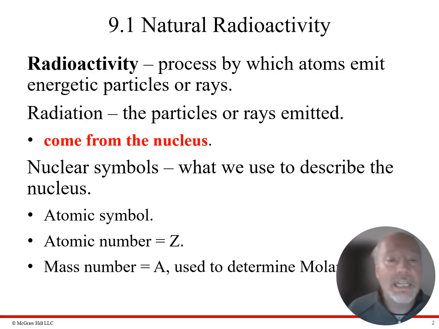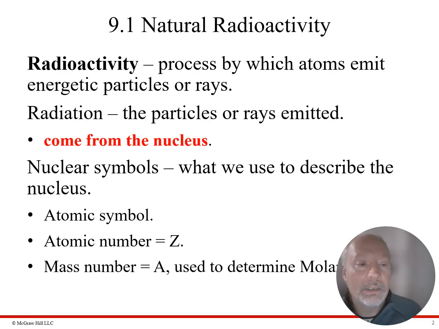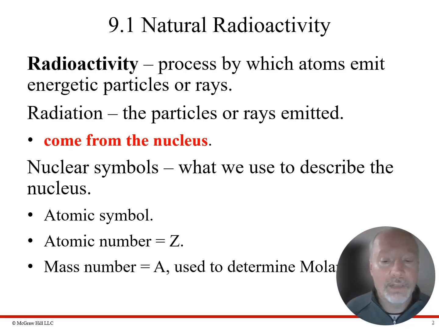So anyhow, radioactivity is a process by which atoms emit energetic particles or rays, and they do that in different ways. The radiation of the particles or rays is emitted from the nucleus. We can use nuclear symbols to describe the nucleus or the nucleons. In the nucleus, we have the neutrons, which have no charge, and the protons, which are positively charged. These two nucleons are made up of all sorts of unique things that our physicists are very interested in, but I won't go into detail. It's not as simple as calling them a proton and a neutron in the world of physics, but it's good enough for us chemists.